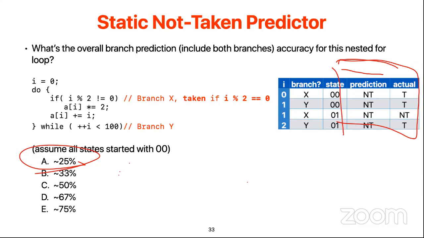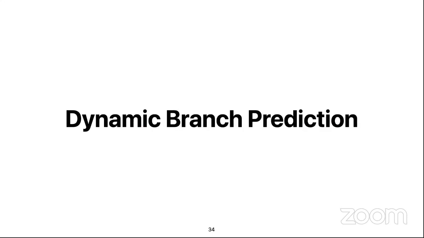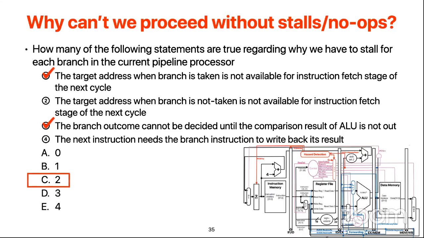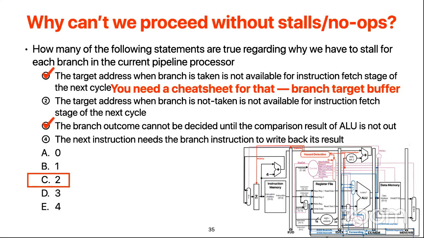All right. So for this branch predictor, its accuracy is really bad, right? So we are teaching you a better thing. That's called dynamic prediction. Every processor has a dynamic predictor now. So we have said, well, we don't have the target address, but we can make a cheat sheet of that, right?